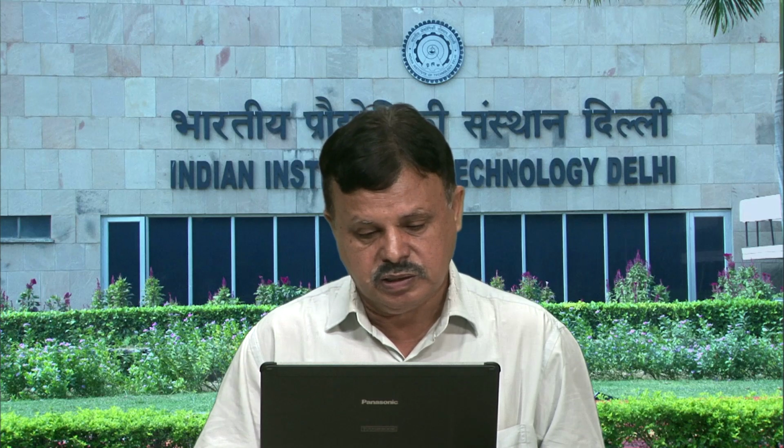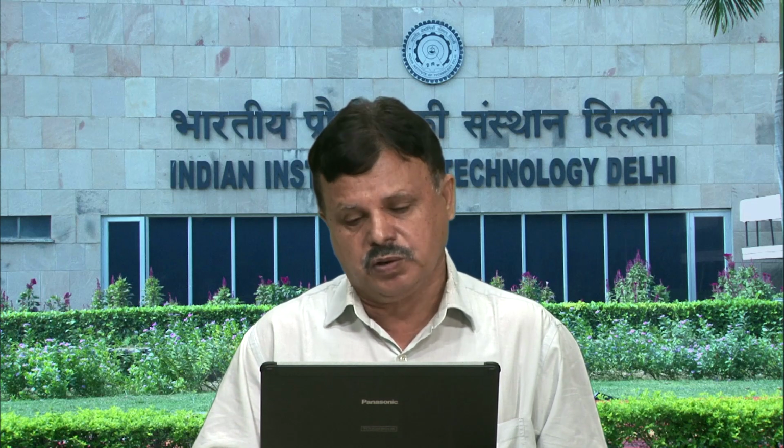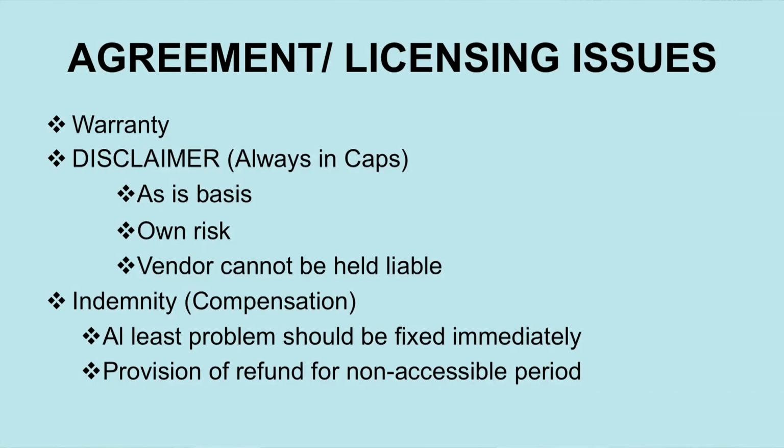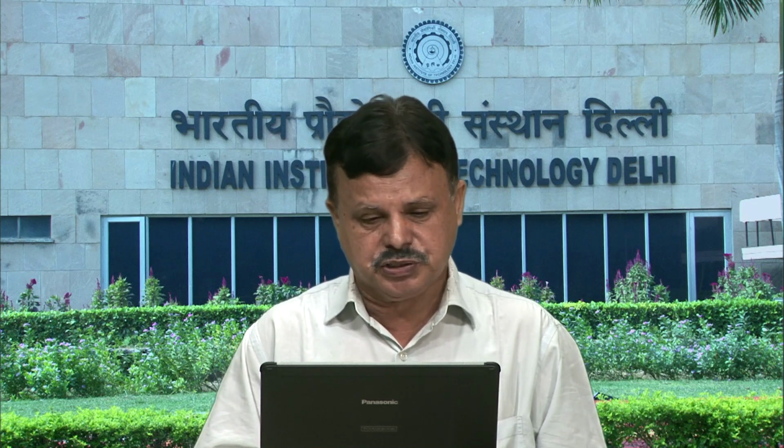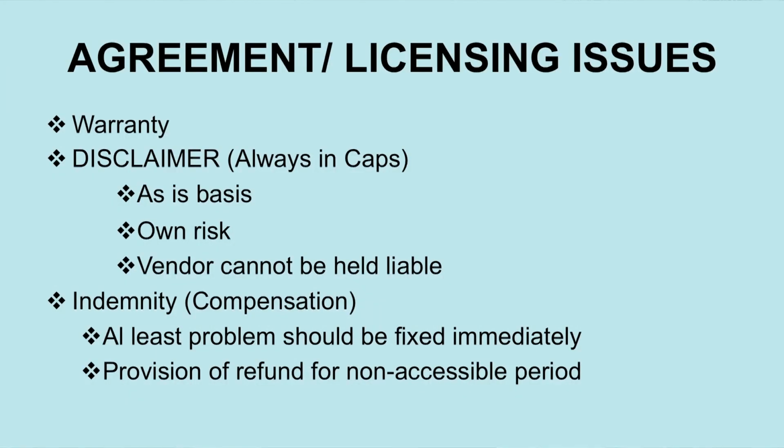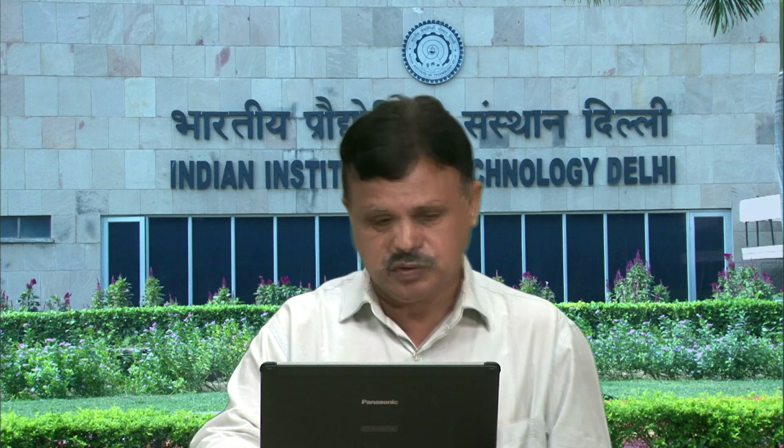There should be a provision for a refund for the non-accessible period if there is some indemnity kind of situation, where some mishap has taken place and the service has been affected due to some natural calamity or some other reason, such as an accident. So whatever excess remains has to be compensated; the remaining amount has to be paid. These points with regard to warranty, disclaimers and indemnity have to be seen very minutely, negotiated accordingly, and should be fair.